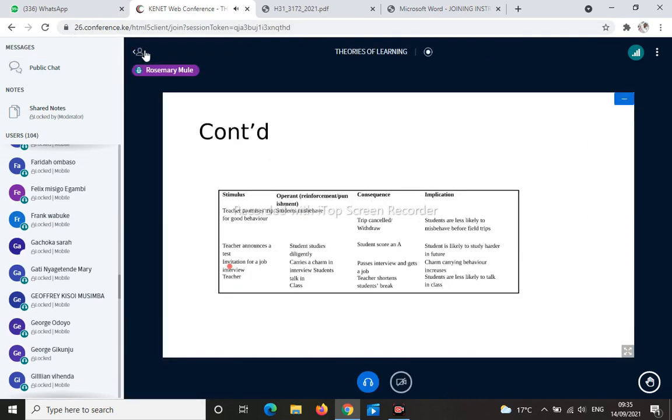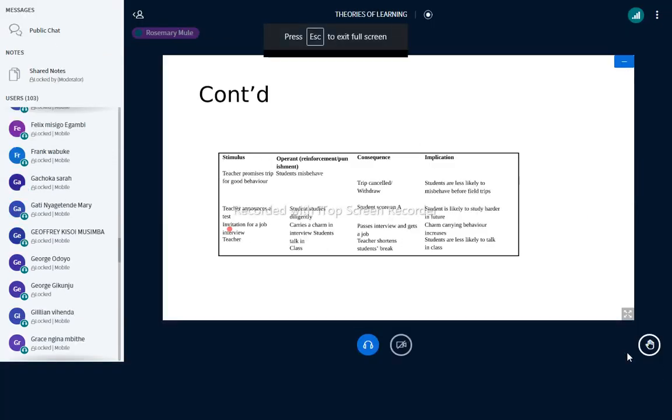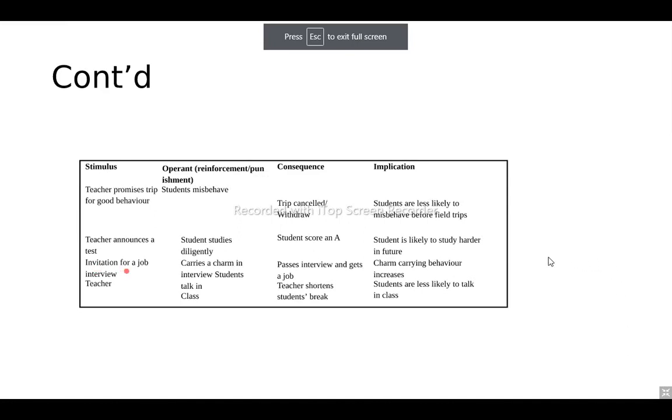Another stimulus we have here is teacher announces a test. So what is the operant condition here? Students will study diligently, and what is the consequence? If the teacher announces a test, student studies diligently and scores a good grade. Here we are saying student scores an A. So what will be the implication here?